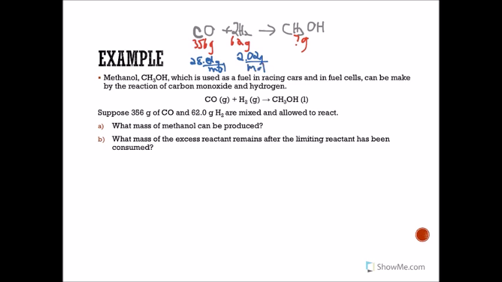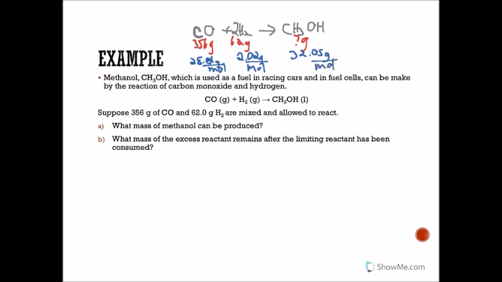And for methanol here, we have one carbon, which is 12.01. We have 4 hydrogens, which is 4.04. And we have 1 oxygen. So we have 12.01 plus 4.04 plus 1 oxygen, which is 16. And we get 32.05 grams per mole.